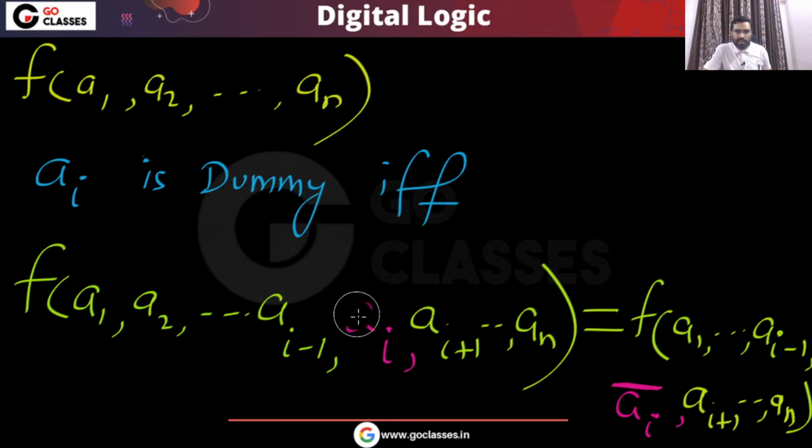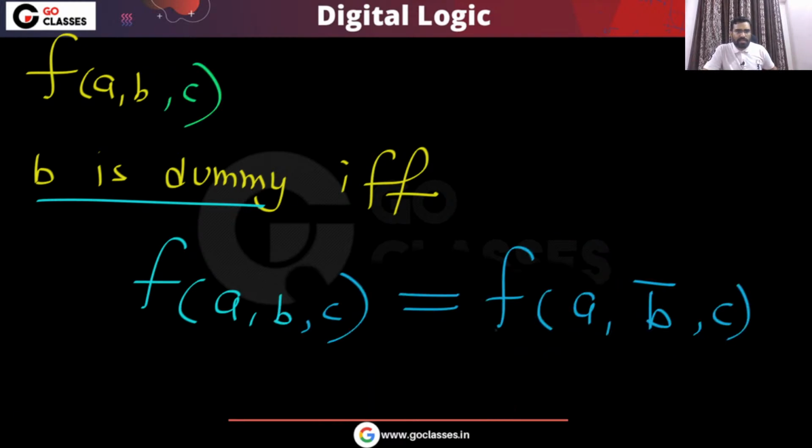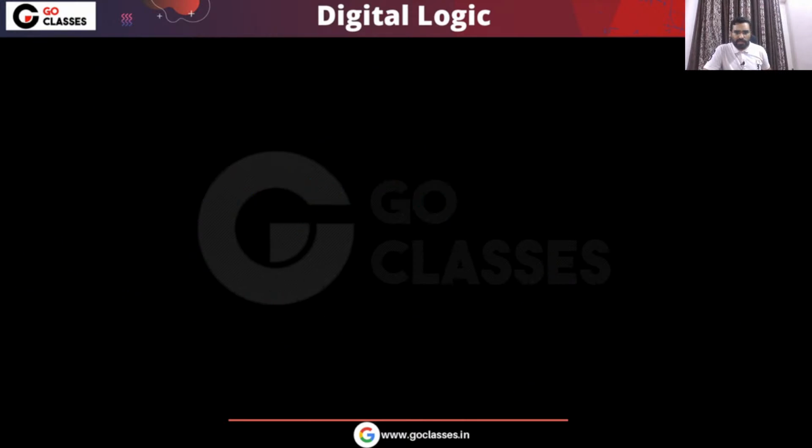Remember another definition. Basically I am saying that if this is 0 or this is 1, it does not matter. Like you can notice this b is dummy. Whether this b is 0 or whether this b is 1, it does not matter. Similarly here, whether this is 0 or this is 1, it does not matter. So the dummy variable being 0 or 1 does not change the function. Is this clear? Anyone has any doubt in this?